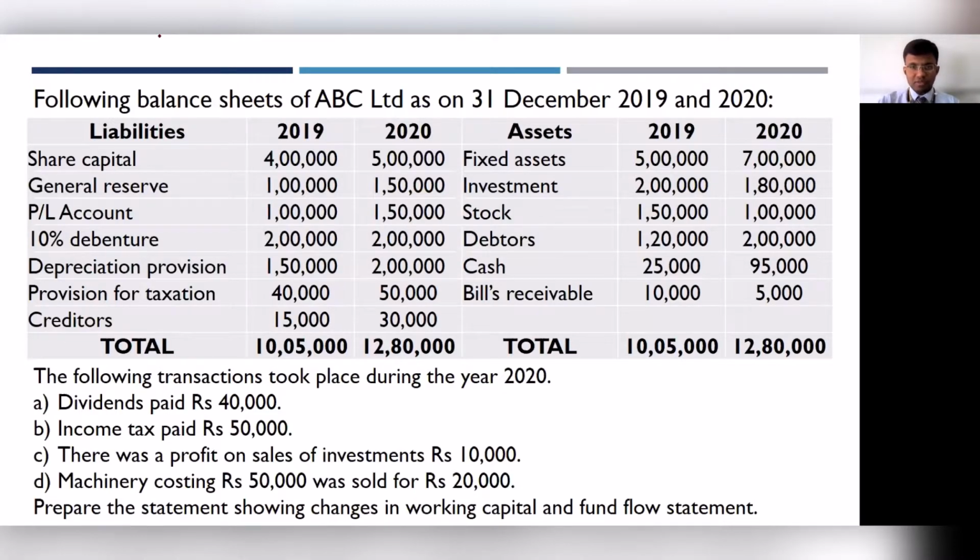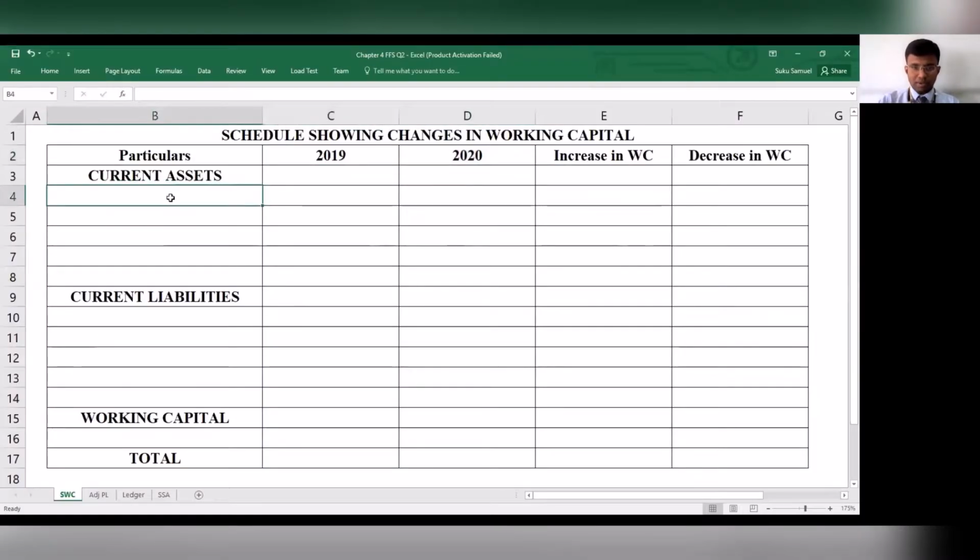So the very first step that we have to carry out is the preparation of schedule showing changes in working capital. I have got the format of schedule showing changes in working capital over here, and let's try and fit in the items one by one. At first, let's incorporate the current assets. So first we have stock, and stock is how much? Stock is 1,50,000, and then we have 1 lakh.